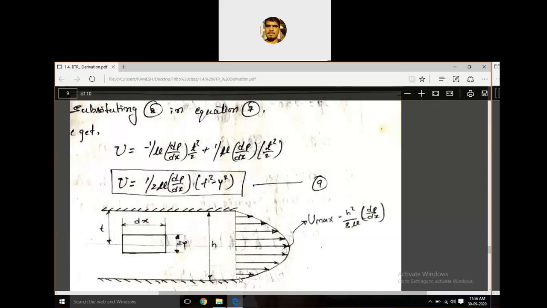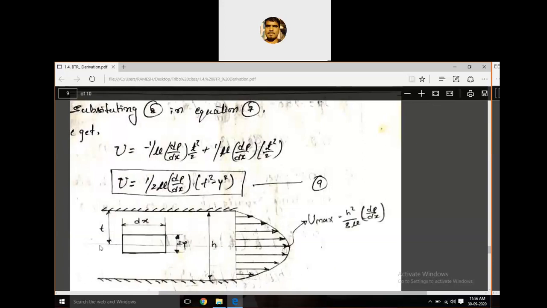If you substitute this, you will get the c value, and once we get the c value, we substitute it in the above velocity equation, and finally we get velocity u is equal to 1 by 2 mu dp by dx into t square minus y square. This is how the velocity is distributed. This is a parabolic distribution.